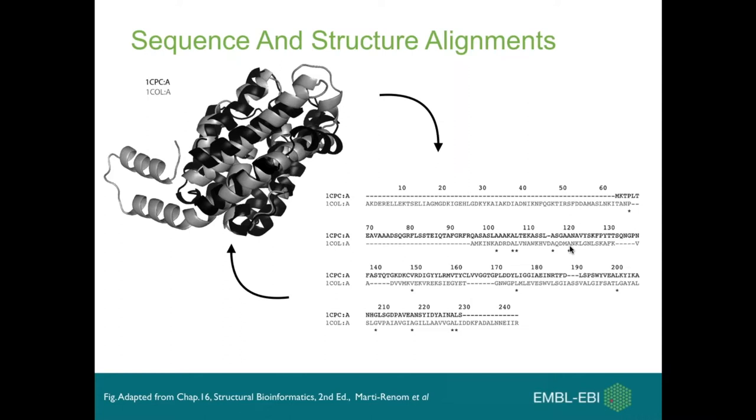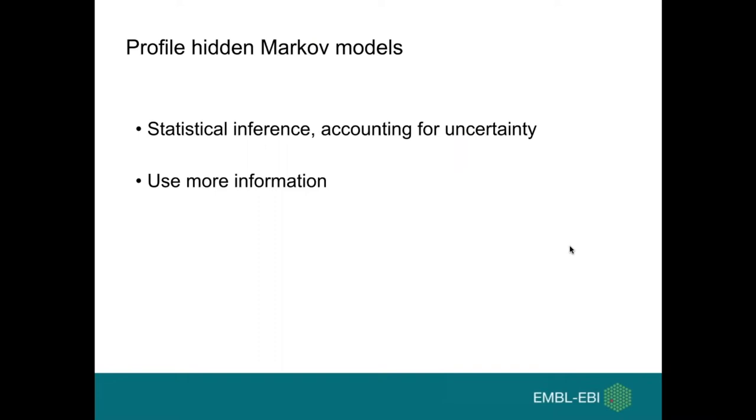So why are profile hidden Markov models so sensitive, and how do they achieve that? So really there's two parts. Now this is going to go into a slight little bit of technicality, but I'm going to keep it fairly light. So one of the key things that profile hidden Markov models do over similar algorithms like BLAST is that there is the full statistical inference that accounts for uncertainty. Now that seems a bit of a strange term, and I'll come on to what that is. And also, compared to methods like BLAST, profile hidden Markov models use more information. And again, I'll explain what that means.